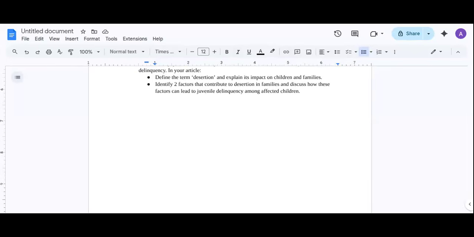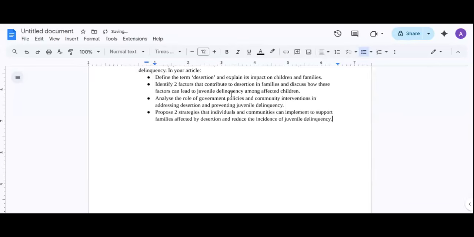Then they want you to analyze the role of government policies and community interventions in addressing desertion and preventing juvenile delinquency. They also want you to propose two strategies that individuals and communities can implement to support families affected by desertion and reduce the incidence of juvenile delinquency.